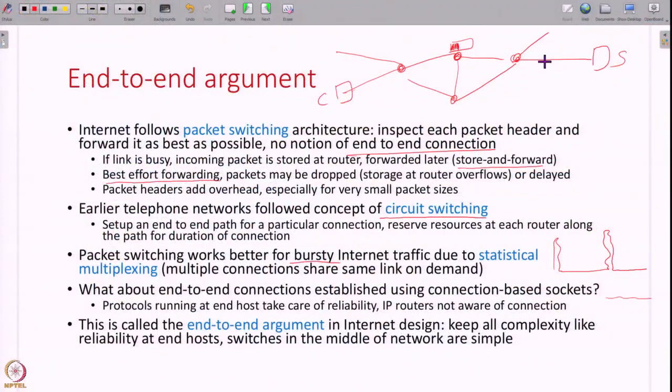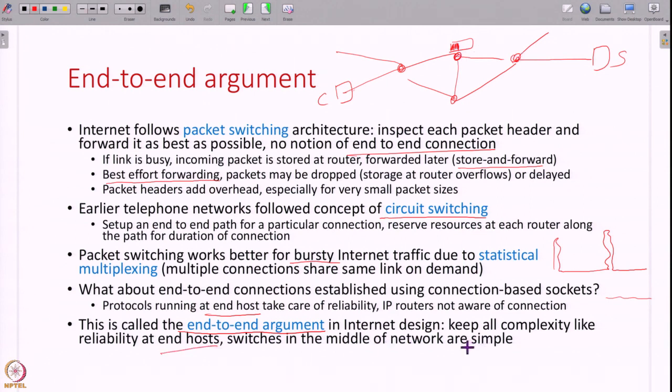All of that information, the fact that you are talking to the server and some ways of establishing reliability, only happens at the end host. This design philosophy is called the end-to-end principle or the end-to-end argument in internet design. Whatever complexity you have for reliability, you have to remember that I have sent so many packets, that packet is lost, I have to retry it, I have to slow down because the server is too slow, all of that logic happens only at the end host. Nothing happens in the middle of the network.